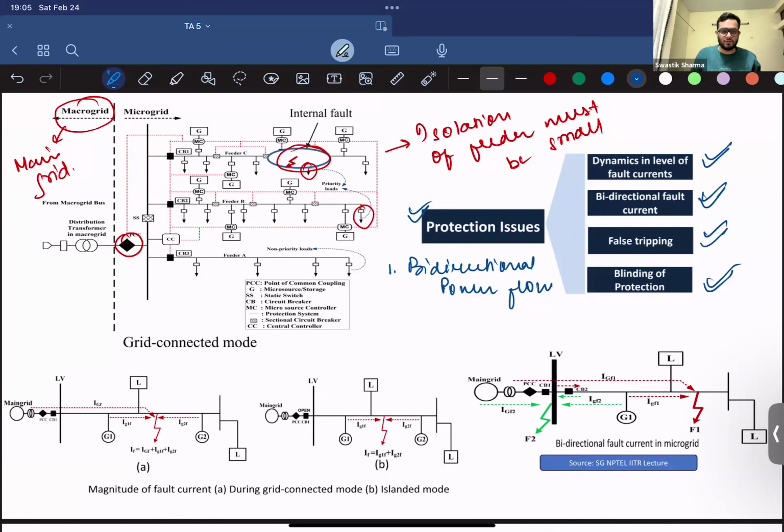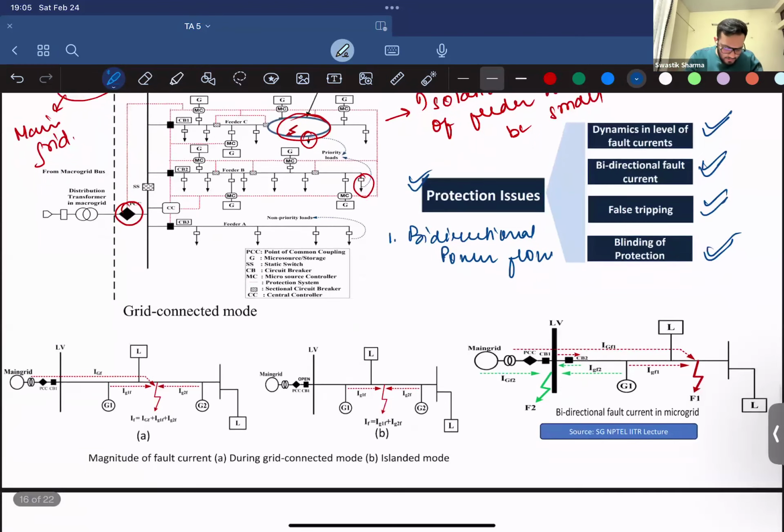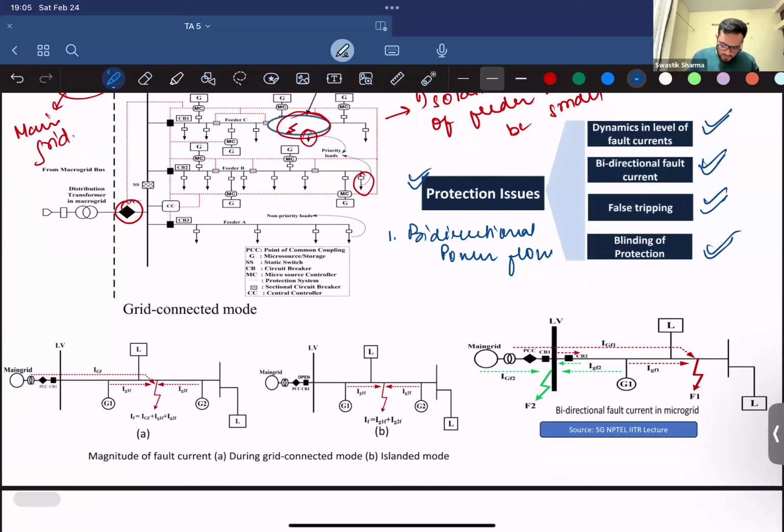I'll talk about each of these one by one. But these issues should be curbed as soon as possible to make our protection system robust to faults. So let's talk about what these individual things are, right? The first one is dynamics in the level of fault currents.